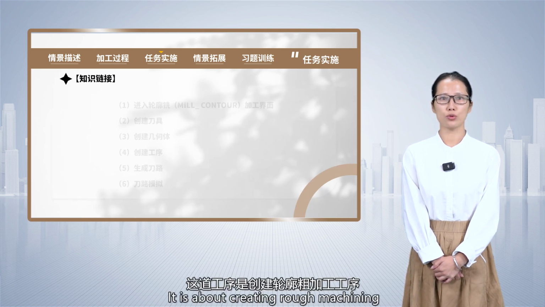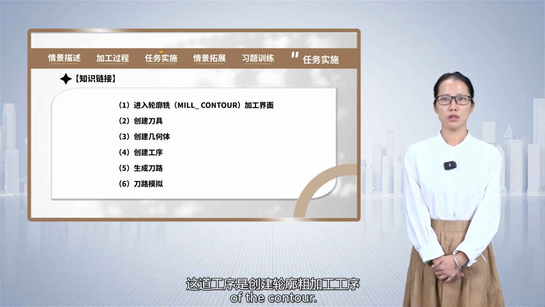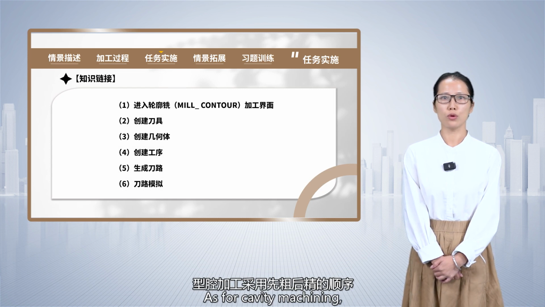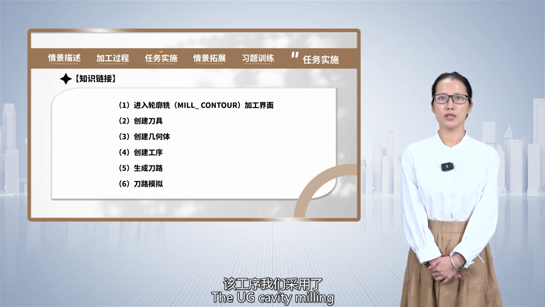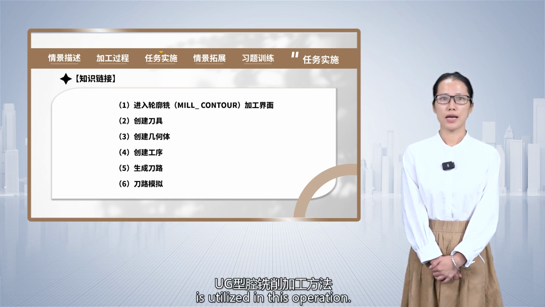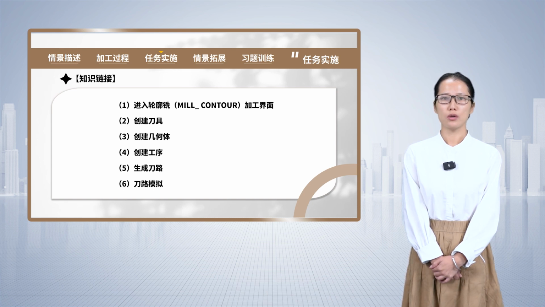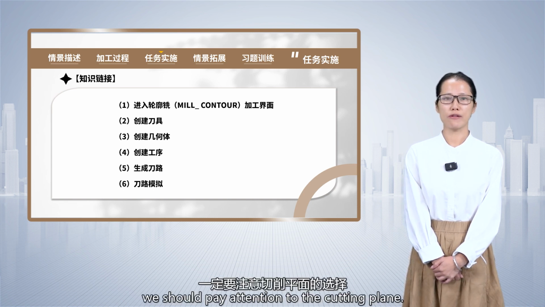It is about creating rough machining of the contour. As for cavity machining, usually we do rough machining first and then finishing machining. The UG cavity milling is utilized in this operation. More importantly, we should pay attention to the cutting plane.